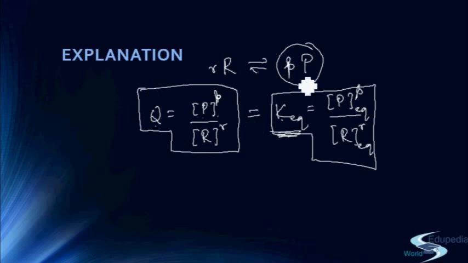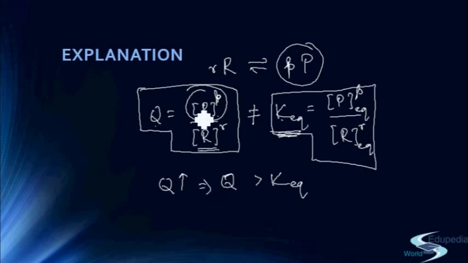Right now I have increased the concentration of product. That means I have increased the numerator while keeping the denominator the same, so Q has increased. Now Q is no more equal to K equilibrium. In fact, now Q is greater than K equilibrium. By increasing the concentration of products, I have made Q greater than K equilibrium. If you remember the direction of reaction based on the Q value, whenever Q is greater than K equilibrium, the reaction shifts in the forward direction.